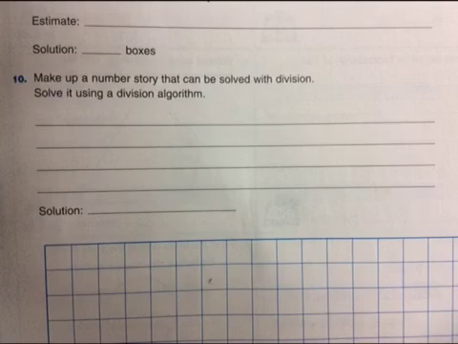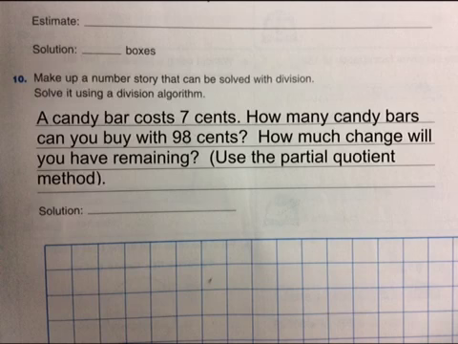So here we go. A candy bar costs 7 cents. How many candy bars can you buy with 98 cents? How much change will you have remaining? This is your remainder. Use the partial quotient method. Okay, go ahead and solve that down here, boys and girls, and put a nice big star right there. And let's put one right at the end of the question. Okay, boys and girls, that's your key answer. Please solve this, and I'll see you in class.